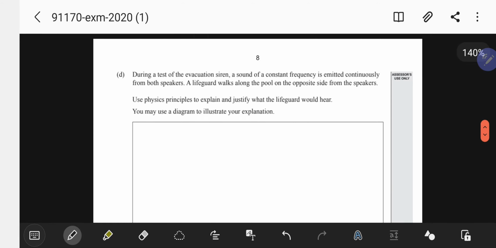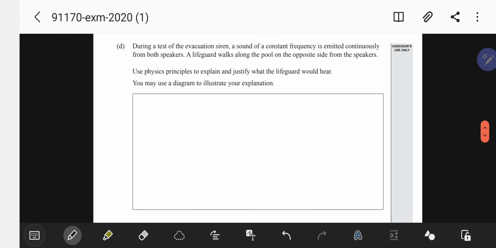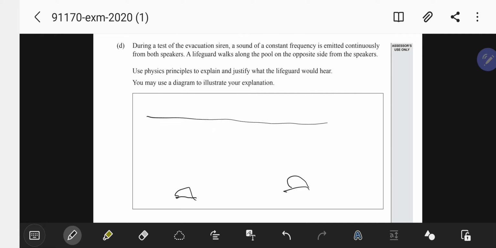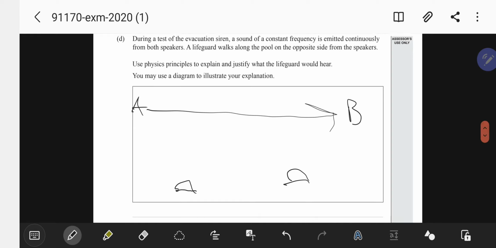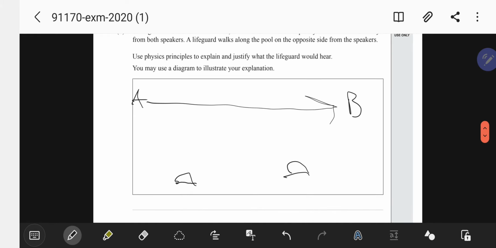Okay. Question D. During a test of the evacuation siren, a sound of constant frequency is emitted continuously from both speakers. So, two speakers. A lifeguard walks along the pool from the opposite side. Let's say he walks from here to here, from point A to B. Use physics principles to explain and justify what the lifeguard would hear. Okay, so two speakers. This comes every year, these questions.